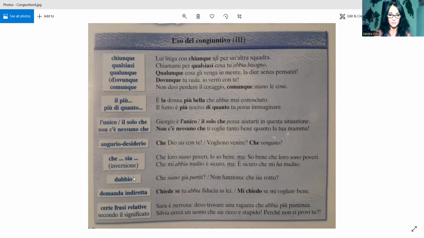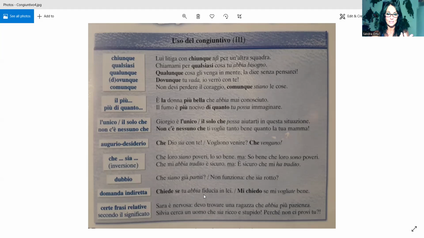Dubbio, so doubt. So here again, there is some part of the sentence implicit. Is it possible that they have left already? Question mark. Domanda indiretta, indirect question. Chiede se tu abbia fiducia in lei. She's wondering whether you trust her. You have faith in her.